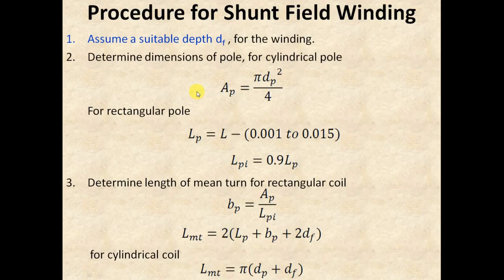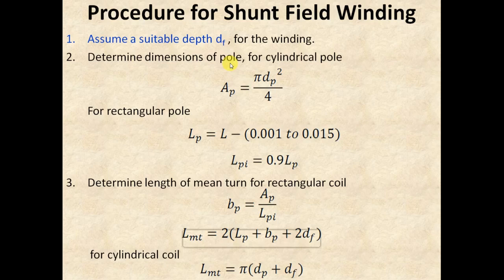Next, I am going to explain the step-by-step procedure followed for the design of shunt field winding. The first step is we will be assuming a suitable depth for the field winding. That is, a suitable value is assumed for DF. In the second step, we are going to find the dimensions of the pole. In order to identify the dimensions of the pole, we will be provided with the values of BP and phi p, from which we can get the value of AP, which is actually the cross-sectional area of the pole.